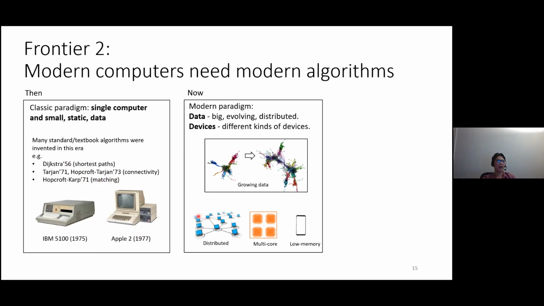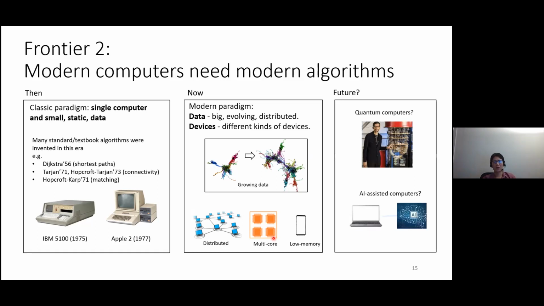So we have distributed computing, where many machines help each other to compute something. We have multi-core computation, and we have some low memory machines, for example your phone, or maybe some sensors. And we don't even know what the future looks like, right? Maybe we have quantum computers, and we have AI that might help you do something better, but maybe not everything.